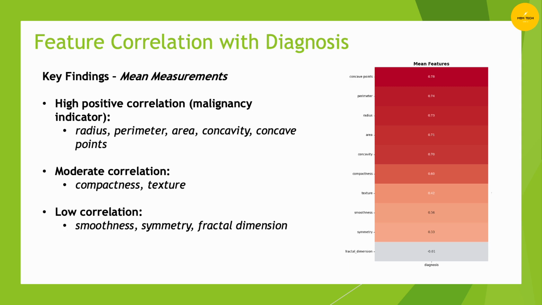When we look at correlations between the mean measurements and the diagnosis, some trends jump out. Size features like radius, perimeter, and area have the strongest positive correlation with malignancy. Shape irregularities like concavity and concave points are also strong indicators. Features like smoothness, symmetry, and fractal dimensions are less informative on their own.